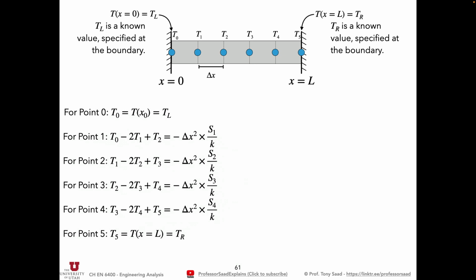Okay, is this a well-posed system? How many equations do I have? I have 1, 2, 3, 4, 5, 6 equations. How many unknowns do I have? T0, T1, T2, T3, T4, and T5. Six unknowns, six equations, so it is well-posed. I have as many equations as I have unknowns.